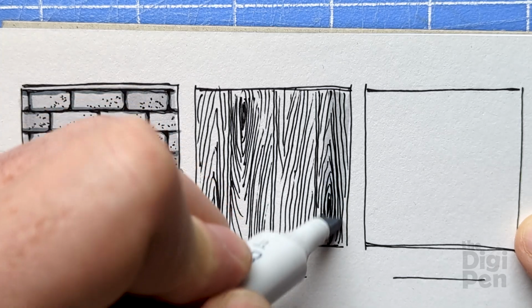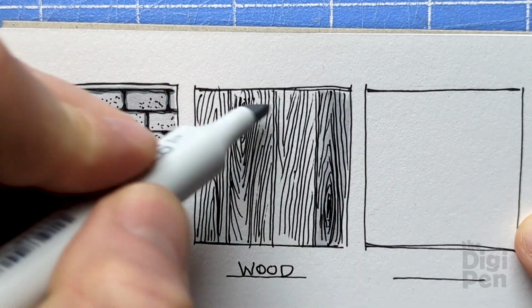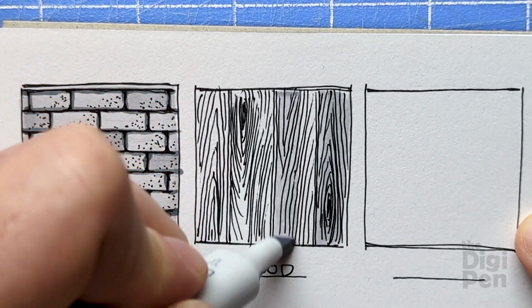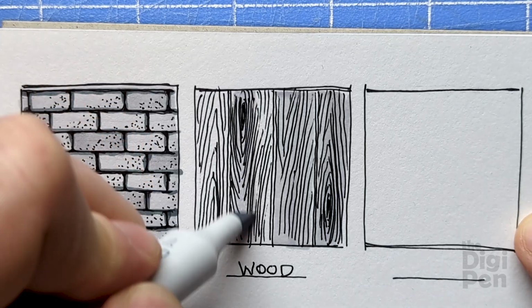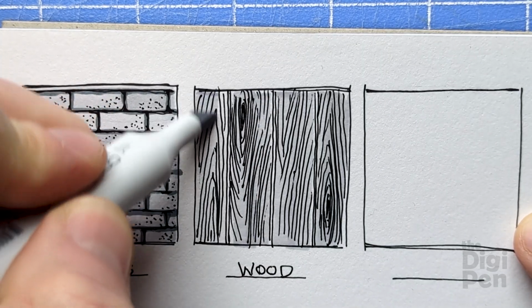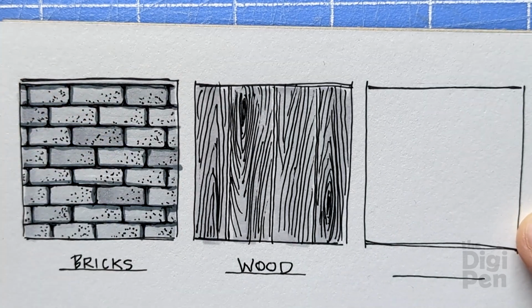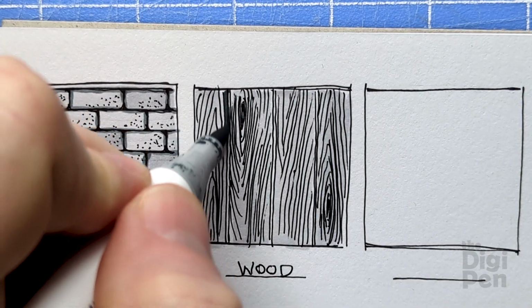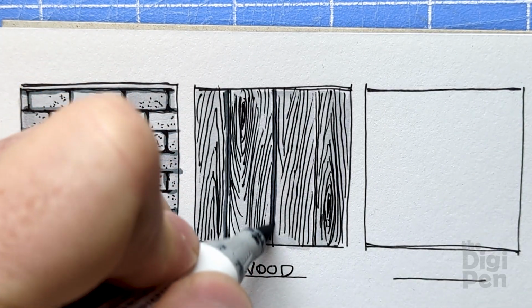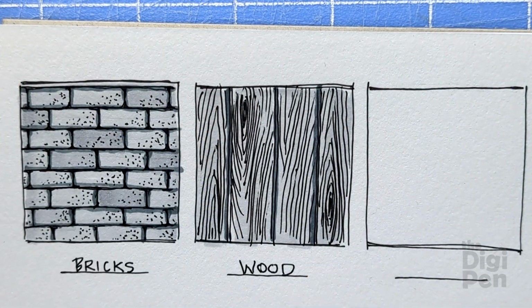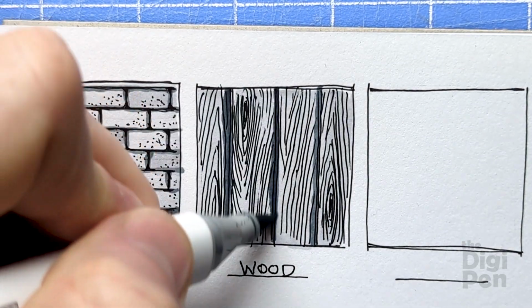Now for the shading, I'm going to be using the same process that I did with the bricks, and that is to start with a base color. In this case, I'm using the same light gray. And then once that's done, I'll switch over to the darker gray and fill in the negative areas between each board.